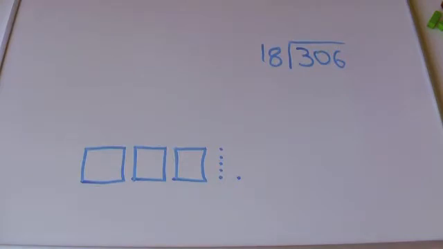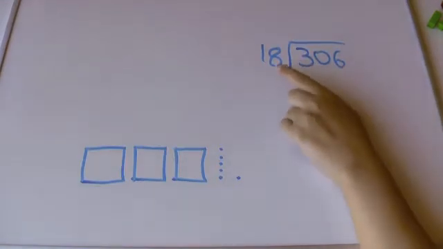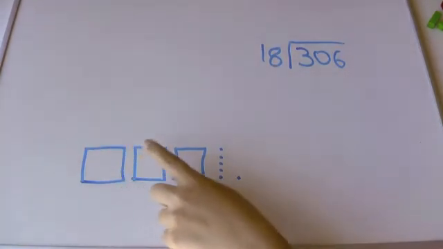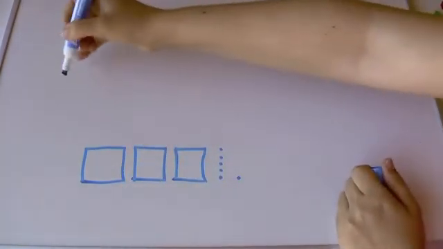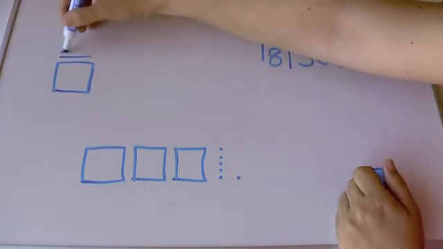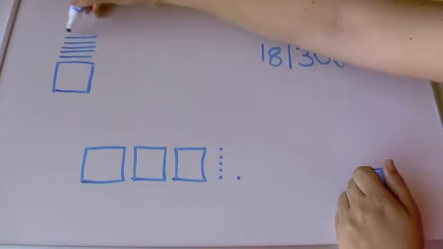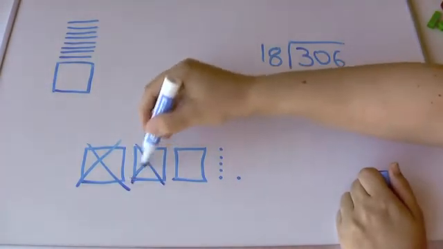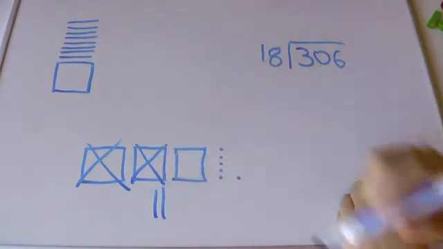306 divided by 18. So I want to make a rectangle with 18 on one side. So I know I can use 180 out of there. So I will do 100. 1, 2, 3, 4, 5, 6, 7, 8. So I've used up that. And I've used up 8 of these. So I have 2 tens left.